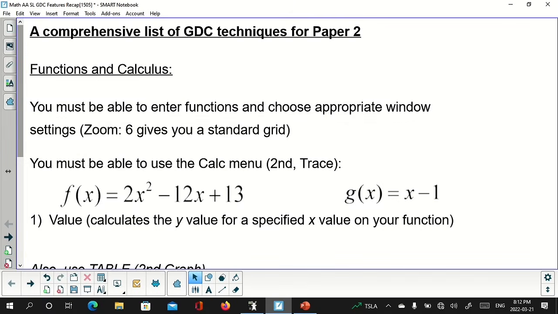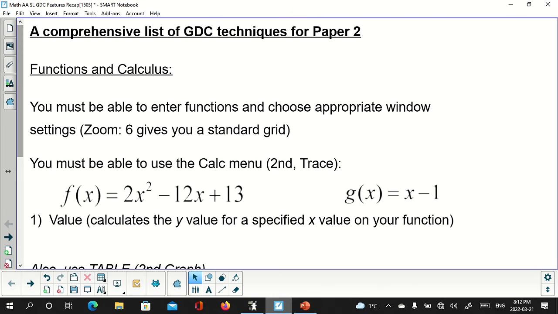Hi folks, welcome to this presentation on a list of GDC techniques for Paper 2 for the IB Math AASL course. There are often many different ways to accomplish tasks, but in this video I hope to go over some things that will get you through the exams at the very least. I'm going to be working with a TI-84 emulator with OS 2.55.